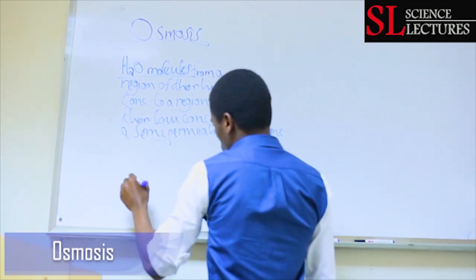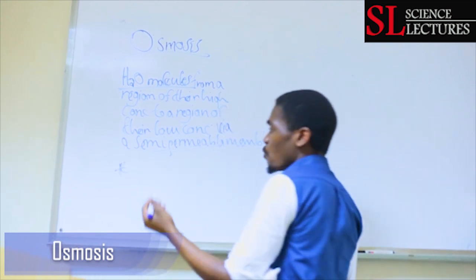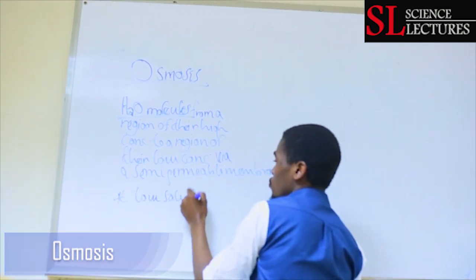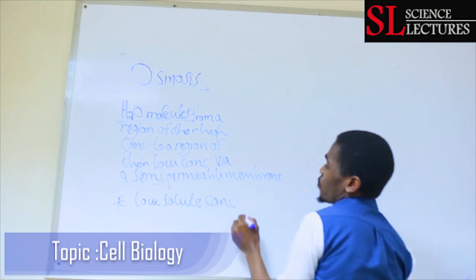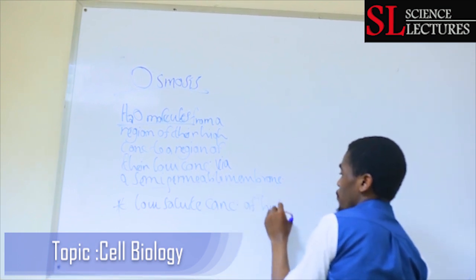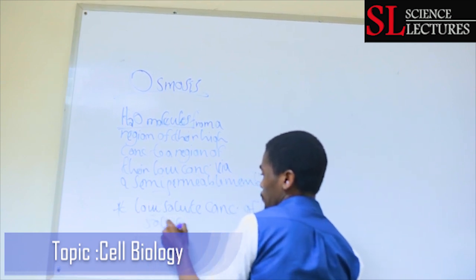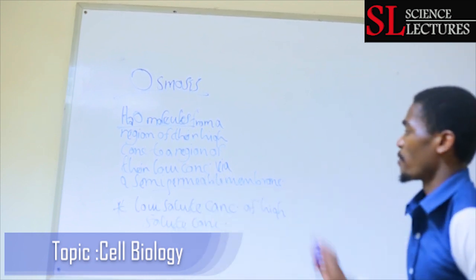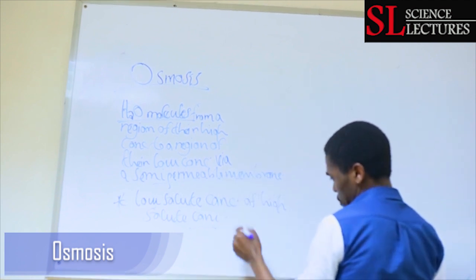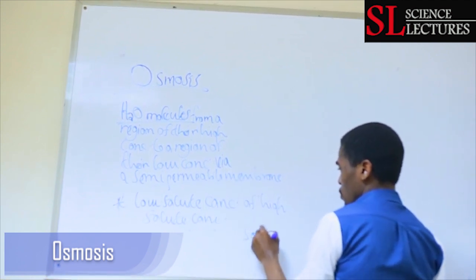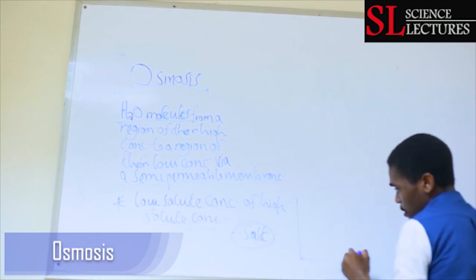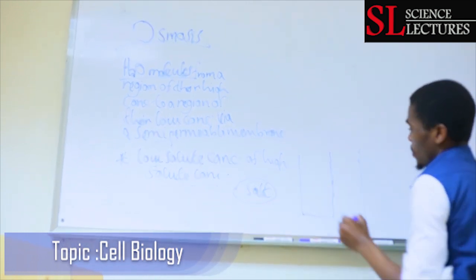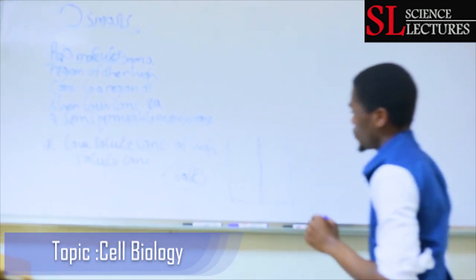You can also define it in terms of the solute concentration, that is movement of water molecules from a region of low solute concentration to a region of high solute concentration. So in terms of solutes, let's say we use salt, and we have a can. Let's say this is our can, separated by a semi-permeable membrane.